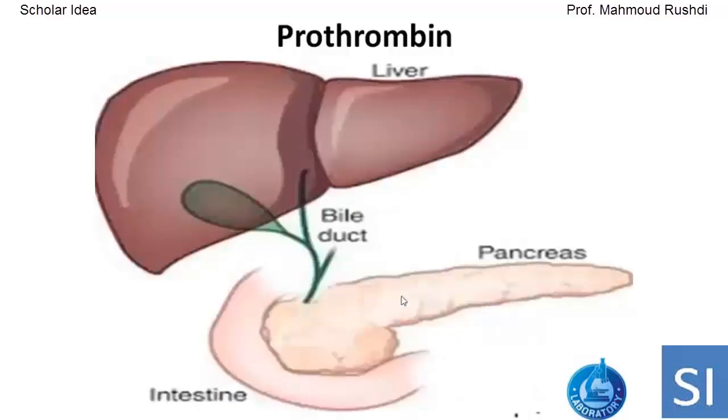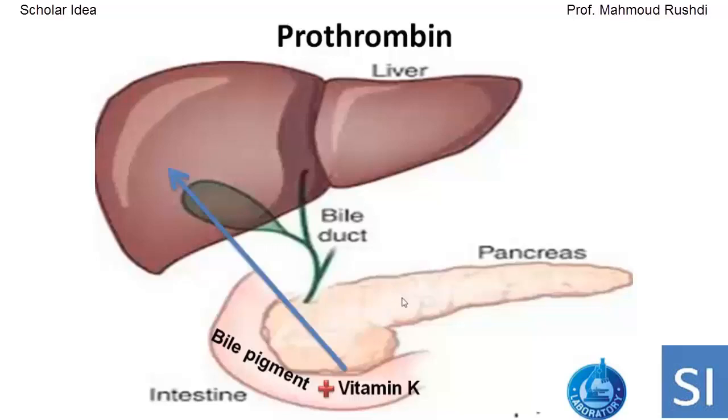In the small intestine, vitamin K needs bile pigment to be absorbed. This is because the function of the bile pigment is to help the absorption of fat, and vitamin K is one of the fat soluble vitamins. So in the presence of bile pigment, vitamin K is absorbed and reaches the liver. This means that absence of bile pigment will also affect the absorption of vitamin K and will result in hypoprothrombinemia.